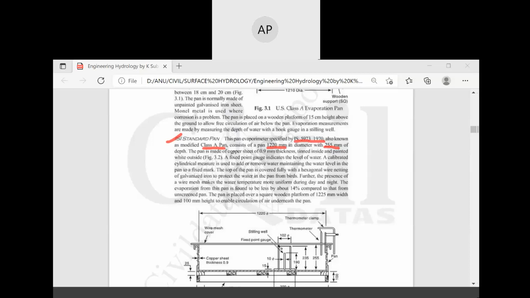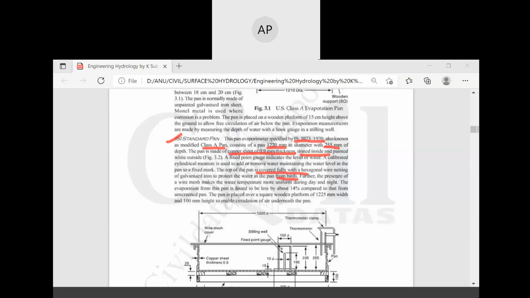The pan is made up of copper sheet of 0.99 thickness, tinned inside and painted outside. The top of the pan is covered fully with a hexagonal wire netting of galvanized iron to protect the water in the pan from birds. So on the surface of the pan, a galvanized iron net is provided to protect it from birds.